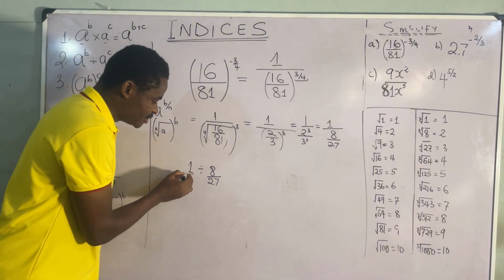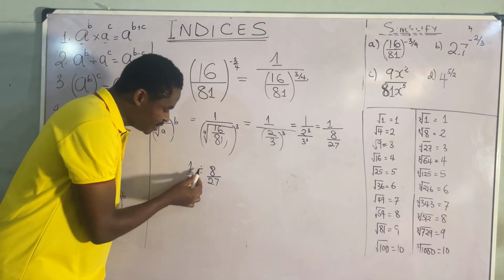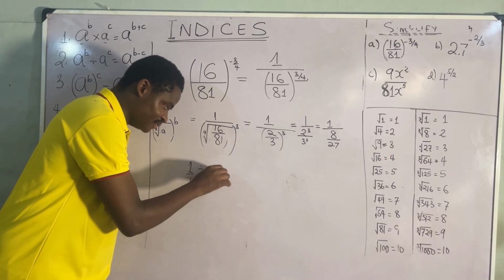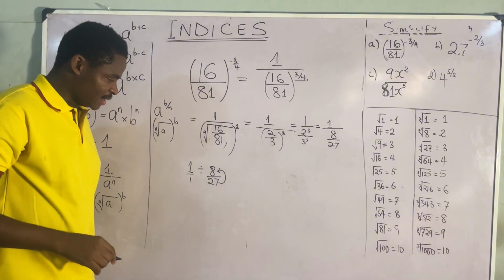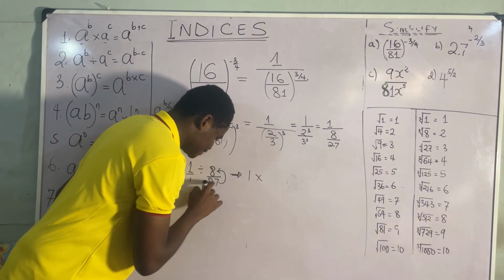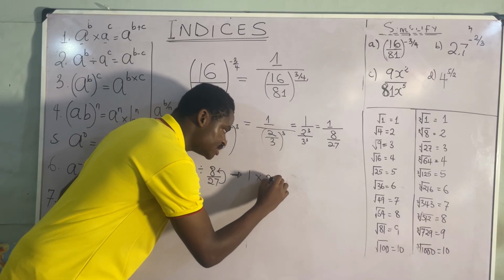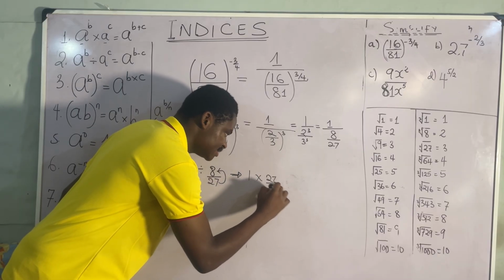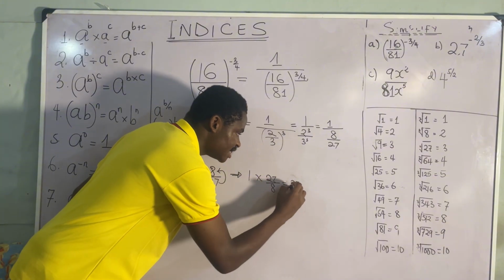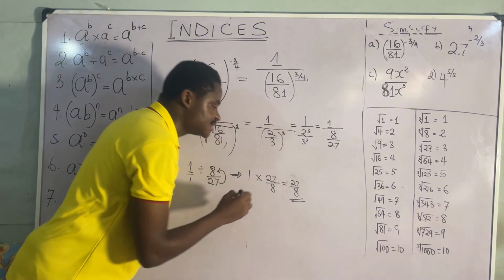Now, in fractions in mathematics, whenever we change from division to multiplication, we are going to invert the second fraction. That will mean 1 times, this goes up, 27 over 8. Final answer, 27 times 1, 27. 8 times 1, 8. So that is the answer.